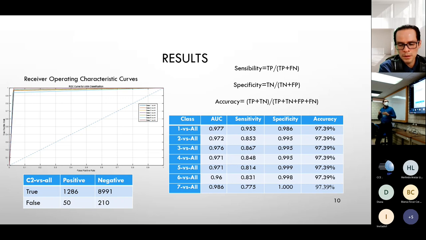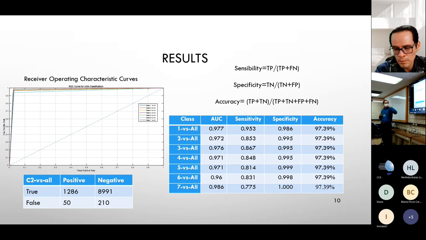In complement to the other results, we create a receiver operating characteristic curve to determine the idoneous value for this neural network as a classifier. For this, we make a comparison between each of the classes against the rest, to create a small confusion matrix of only one class versus all of the rest. With this information, we calculate the sensitivity, specificity, and accuracy for all the classes for the artificial neural network.